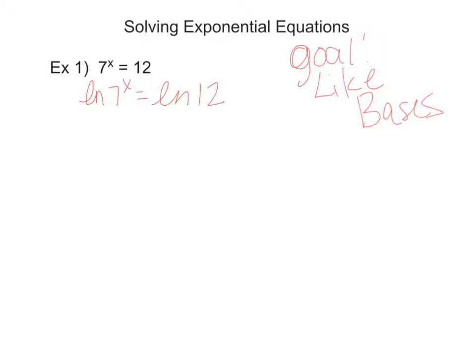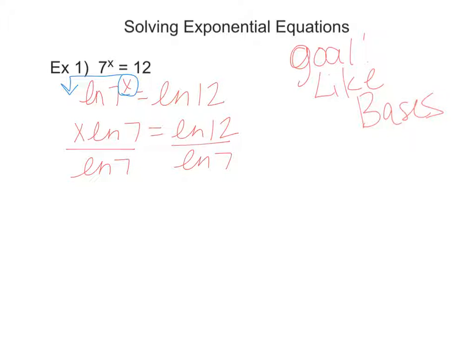When you do that, you can now use your logarithmic properties, and we have that power property where we can bring that x all the way in front. So I now have x times the natural log of 7 is equal to the natural log of 12. My goal anytime I solve an equation is always to get that x by itself, so I'm going to divide both sides by the natural log of 7. I now have x is equal to the natural log of 12 divided by the natural log of 7.